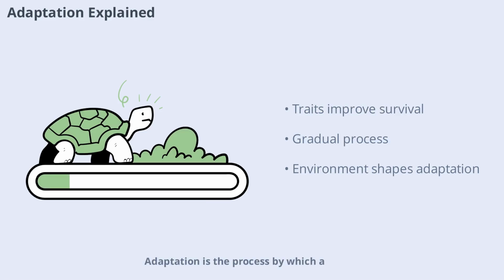Adaptation is the process by which a species becomes better suited to its environment. Over many generations, traits that help survival become more common. For example, polar bears have thick fur and a layer of fat to survive in cold climates. These adaptations didn't appear overnight, they evolved gradually as individuals with helpful traits survived and reproduced. Adaptation is a continuous process, as environments and challenges change over time.